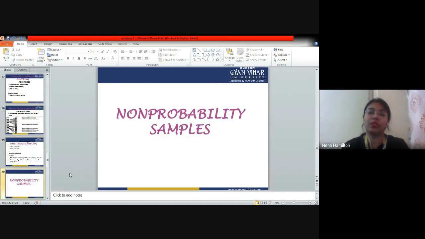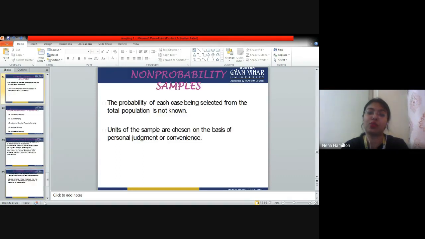So let's go to the next level, which is called non-probability sample. And let us first understand what this says, non-probability samples. The probability of each case being selected from the population is not known. Units of sample are chosen on the basis of personal judgment or convenience, right?